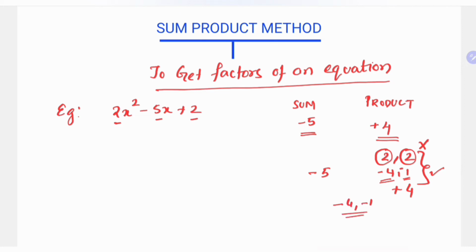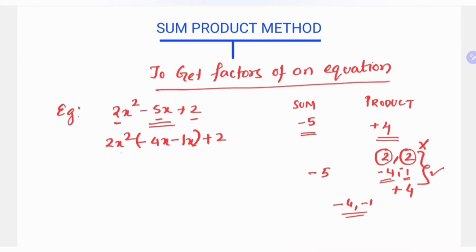Now we'll have to use these numbers in this equation. How do we use it? Instead of minus 5x, we are going to put minus 4x and minus 1x. So basically we are going to split this second term like this. Minus 4x and minus 1x, that is these two numbers, and we are going to put x to it. Then we copy the rest, plus 2, and we have 2x square.